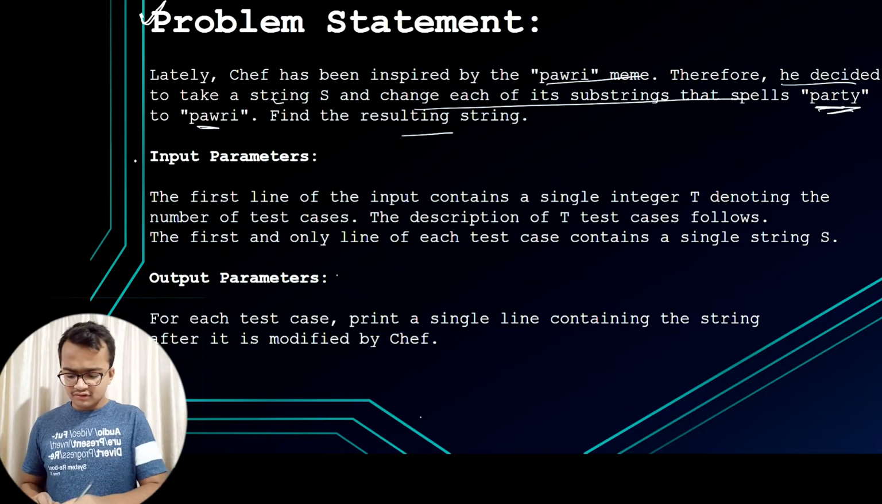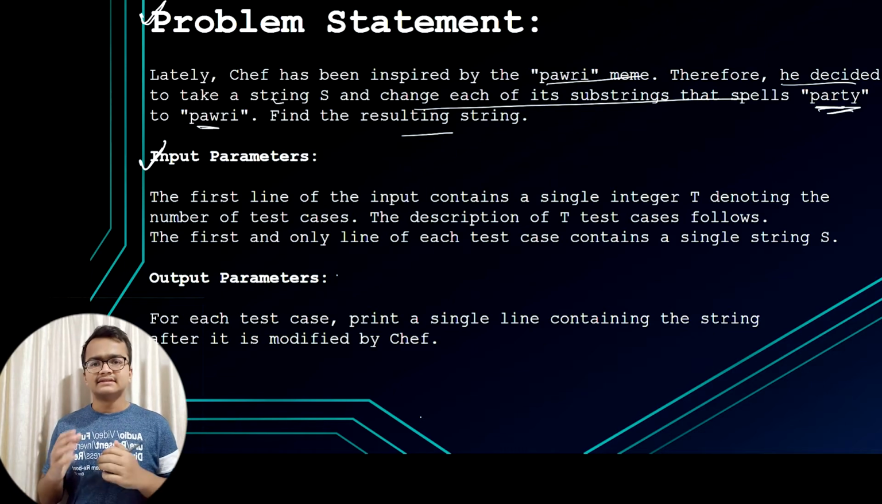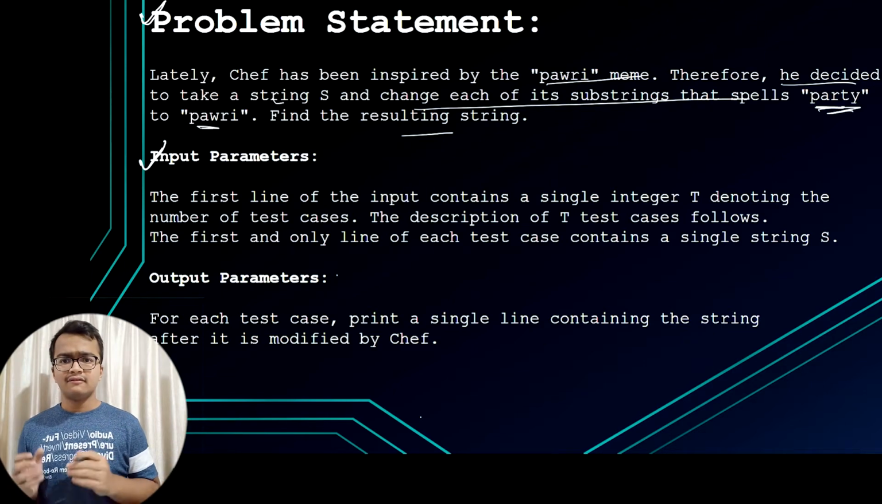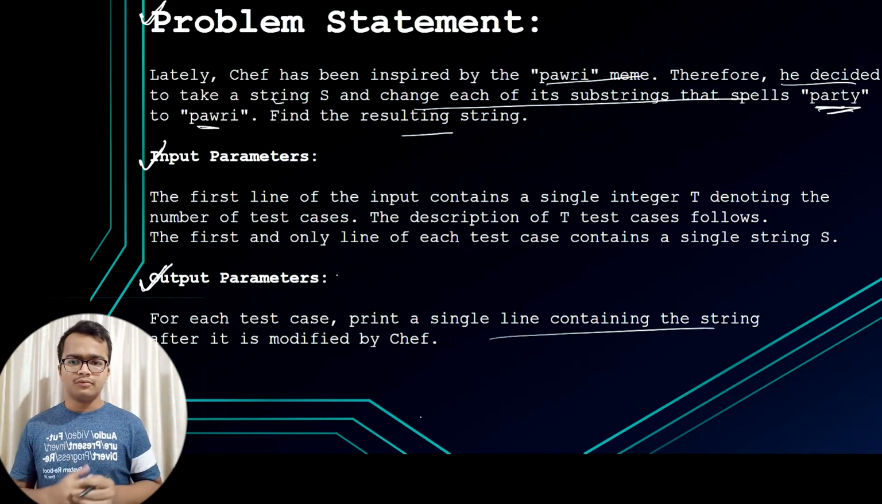So these are the input parameters. The first line will be the number of test cases, and the second line will be the string itself on which we have to carry out the manipulations. The last one is the output parameters, that is the string which we have manipulated. We have to output that.